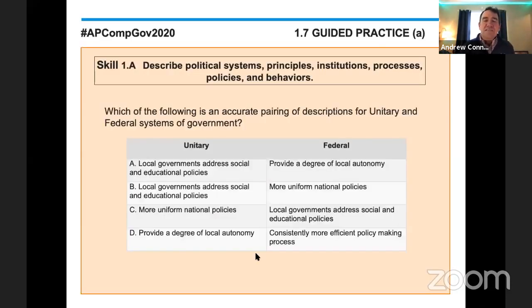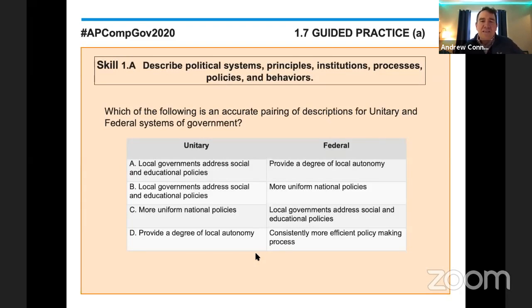We are getting into the practice question time of our lesson. I have a few multiple choice questions. The first one asks about the pairing of descriptions between unitary and federal systems of government. So I'm going to let you read through the A, B, C, and D potential answers to see if you can figure out what the correct answer to this question would be.